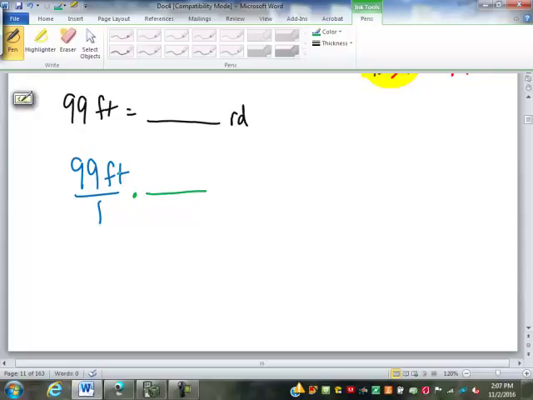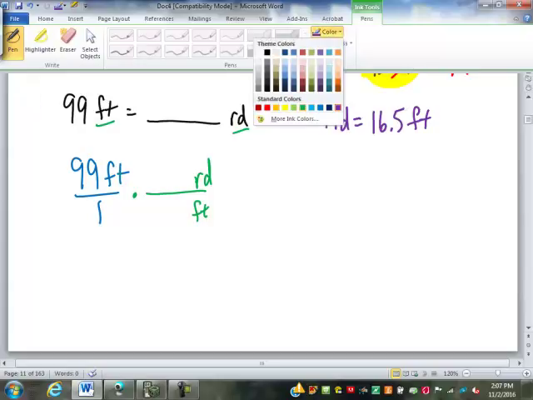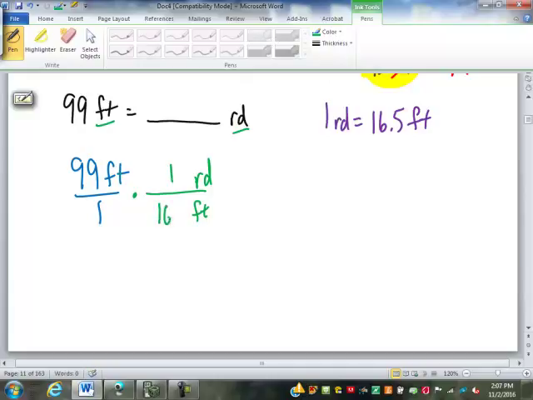Now we have feet here that we're trying to get rid of, so I'm going to put feet on bottom so that they'll cross cancel out. The units have to go on top. Well, I'm comparing feet to rods, so it has to be rods on top. Does anybody remember the relationship between rods and feet? 1 rod equals how many feet? I heard someone starting to mumble it there. 16.5, 16 and a half. There's 16 and a half feet in a rod. So back over here, 1 rod, 16.5.